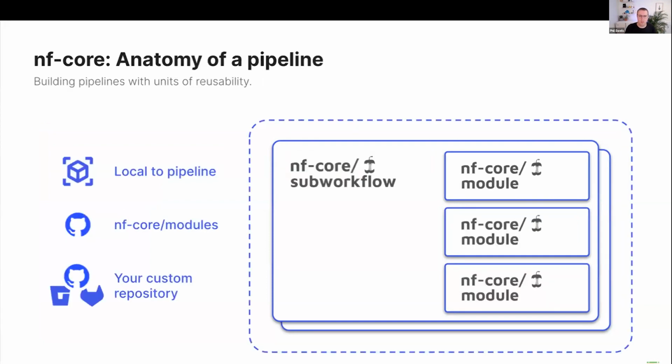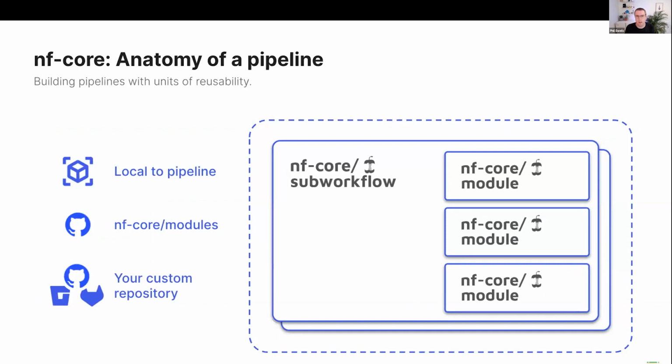So these sub-workflows and modules then are shared outside of that pipeline. They're shared within a central NF Core modules repository. They can also be written within the pipeline if they're only local to that pipeline. And what's especially interesting for this audience is you can also have your own custom repository of shared components.